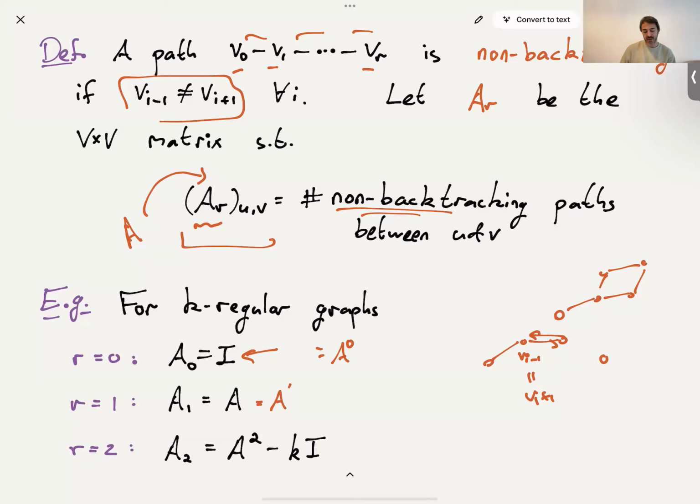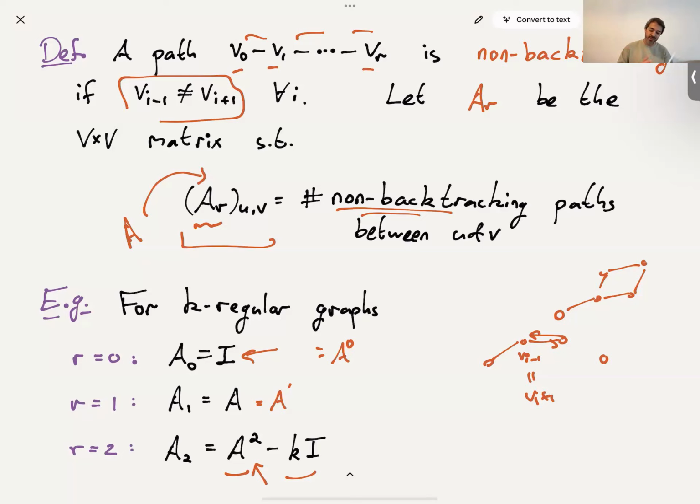The first time you see a difference is when you look at length 2 non-backtracking walks. If you think about it for a second, you can express A2 as A squared minus K times I. The reason is that this matrix includes all length 2 walks, namely at entry UV, you have how many walks of length 2 you have between U and V, but some of them are backtracking and you want to remove them from this counting, right?